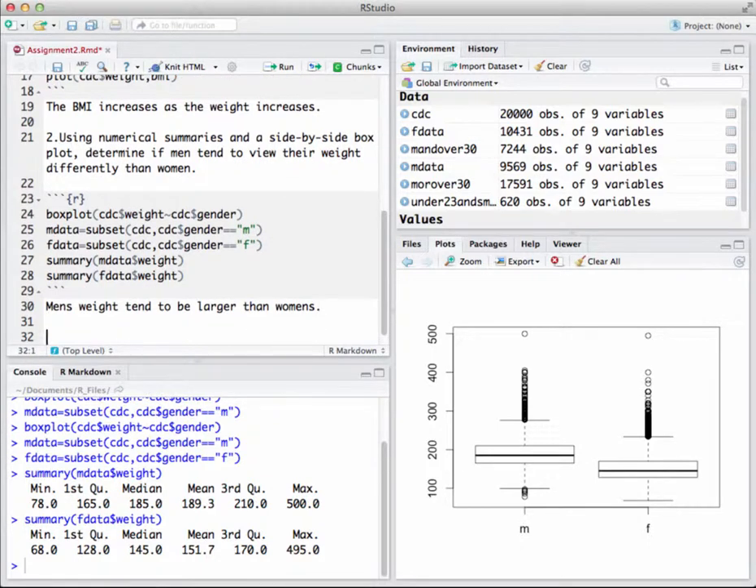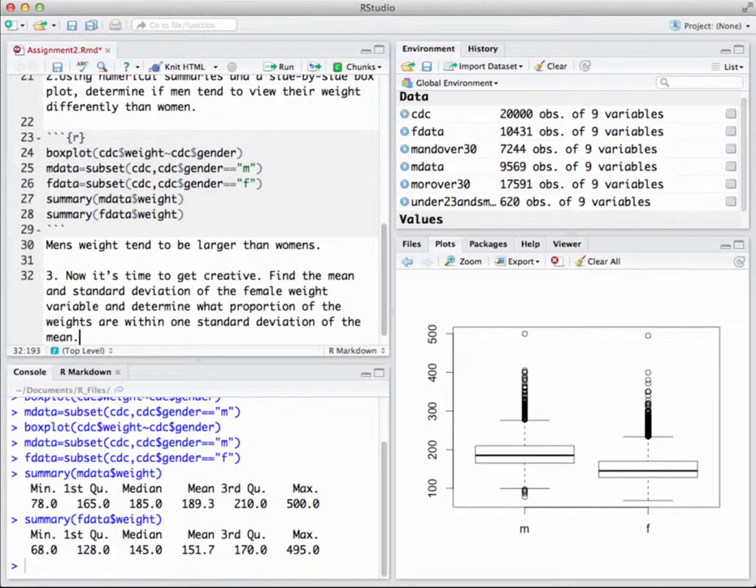All right, now the last one is a challenging problem. This is the third one, and what they want us to do is, they say, get creative. Whenever I hear that, it's like, okay, you want to beat up on me now, don't you? So number 3 says, now it's time to get creative. Find the mean and standard deviation of the female weight variable and determine what proportion of the weights are within one standard deviation of the mean.